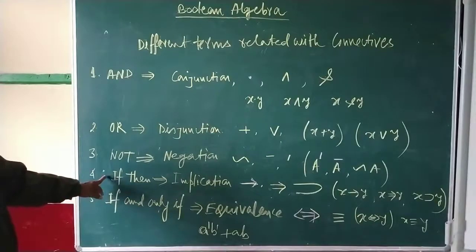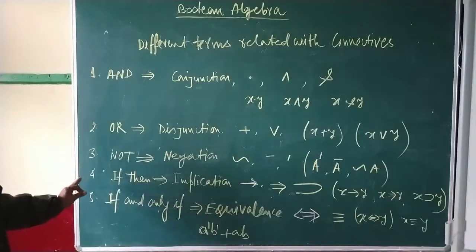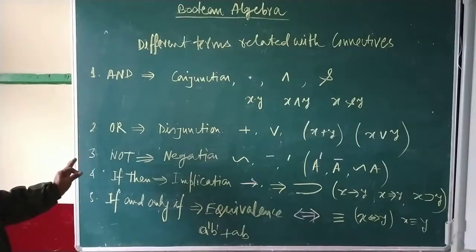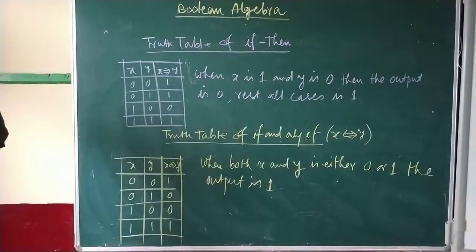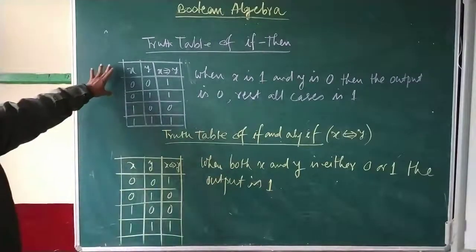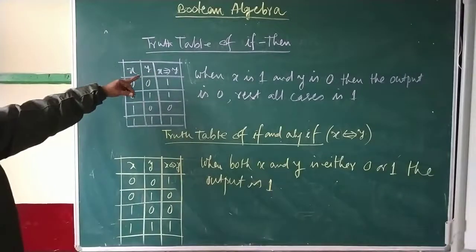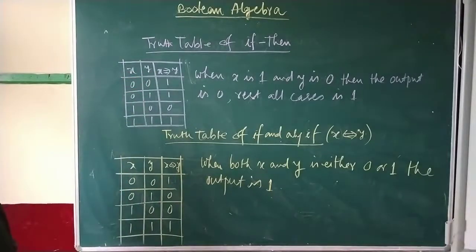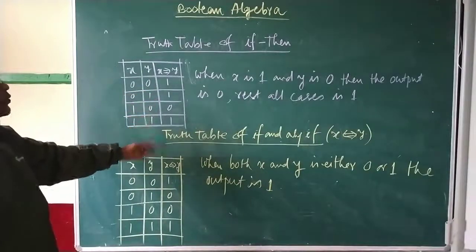Now I am coming to the if then and if and only if in the simplest way, because we don't have to know much. If then and if and only if, what the truth table is and what the difference between these two is, you have to know so that you can apply it. So here is the truth table of if then and the truth table of if and only if. See, if then, this is the truth table way we will remember it. Here there are two variables x and y: 0 0, 0 1, 1 0, 1 1, and here x if then y. When both are 0, it is 1, 0 1 is 1, 1 0 is 0, and 1 1 is also 1.